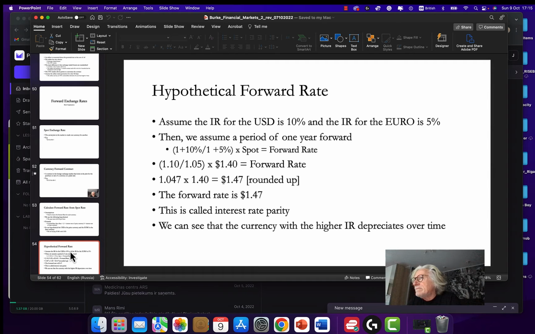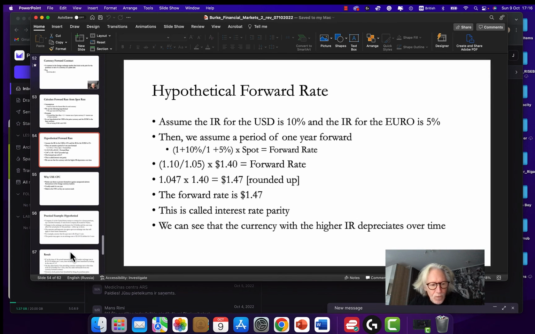The forward rate, under these particular assumptions, is $1.47. And let's assume that we're out a period of 1 year or out a period of 6 months. So what is the key for determining these future prices? Well, it's the interest rate on each currency, which is called interest rate parity. But let's use a hypothetical that simulates a real-world transaction.